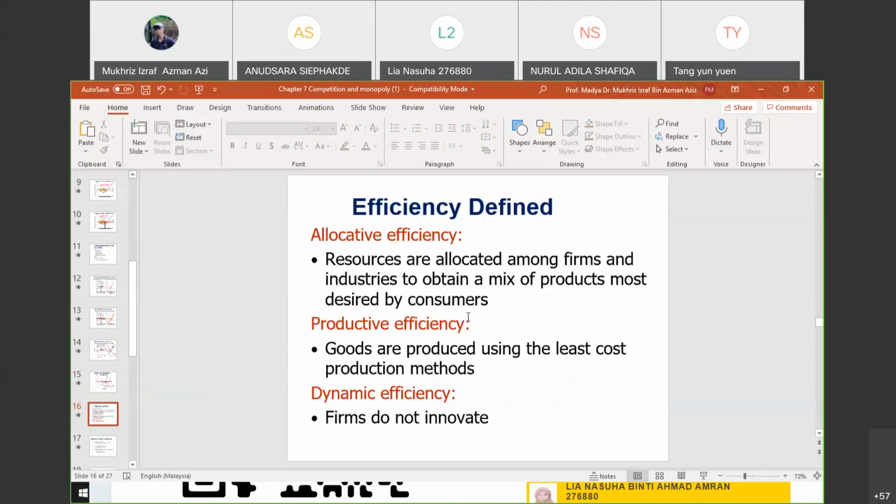In the perfect competition market, we assume that the market is very efficient. Efficient means, for example, we can divide it into allocative efficiency and productive efficiency. Allocative means resources are allocated among firms and industries to obtain a mix of products most desired by consumers. Productive means using the least cost production method, so they want to cut down on the cost. So the main thing is that in the perfect competition market, the firms or the market are very efficient.